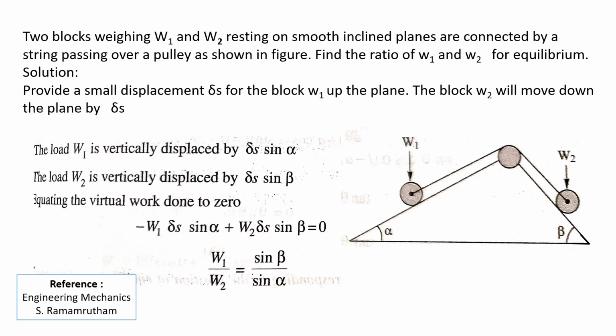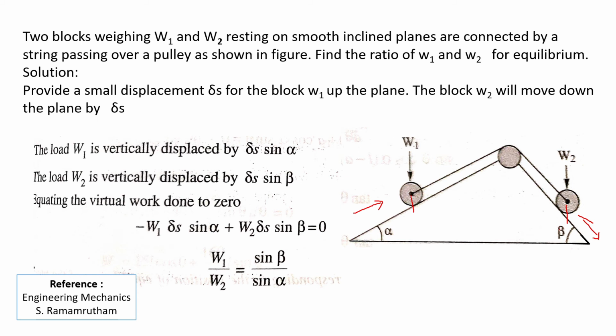Similar problem is here, dear students. Two blocks of weight W1 and W2 resting on smooth inclined planes are connected by a string passing over a pulley as shown in the figure. Find the ratio W1 by W2 for the equilibrium condition. Now here again we have to visualize that when this block is moving in the downward direction, this one will move in the upward direction, right? So that is the concept. And again, since it is an inclined plane, we have to find the vertical displacement.